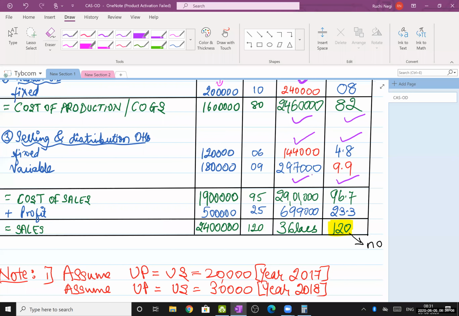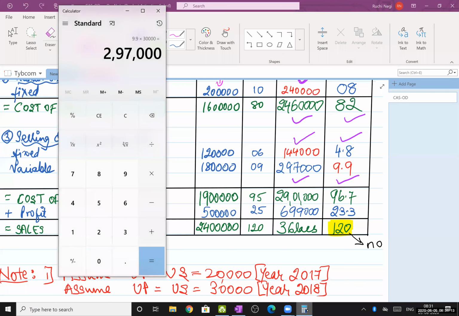Then cost of sales or total cost. Add karo. Okay, 82 plus 4.8 plus 9.9, 96.7. In fact, if you go from CPU, calculations becomes easier. Multiplied with 30, 29,01,000.